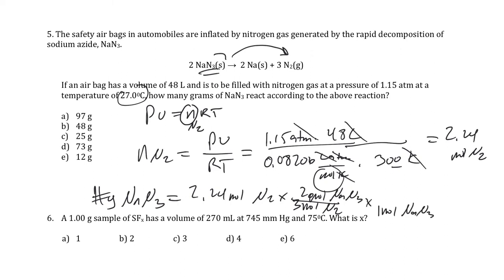1 mole of NaN3 would be about 22.99, or about 23, plus 14 times 3. So it's 65.0 grams per mole. So 2.24 times 2 divided by 3 times 65.0. That's going to be about 97 grams. If we flip this back into a sig fig problem, we only had 2 sig figs here. So we should only be carrying 2 significant figures in our final answer.